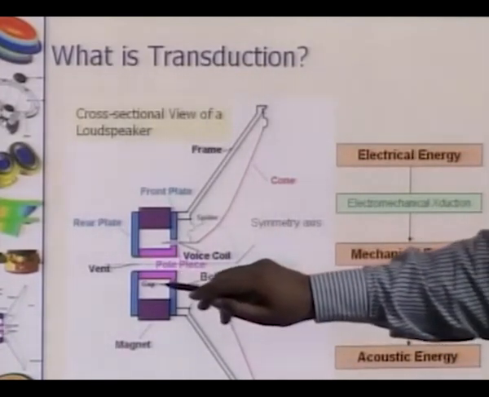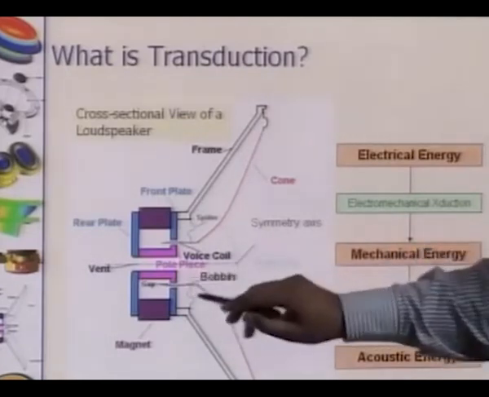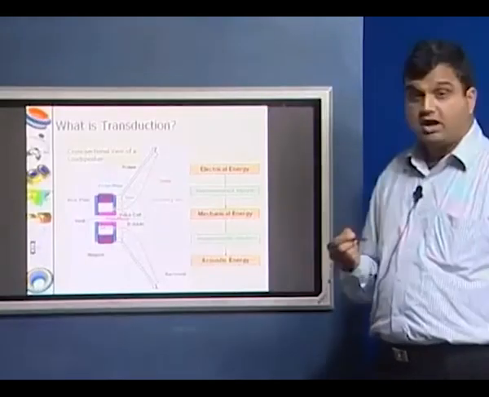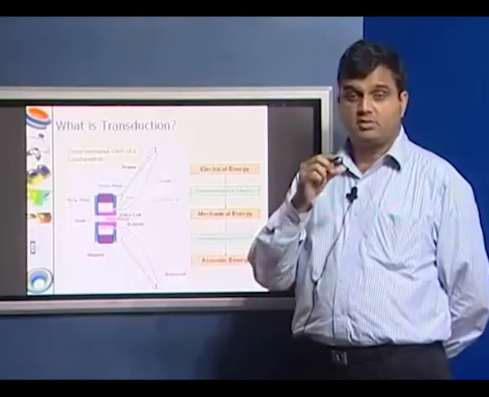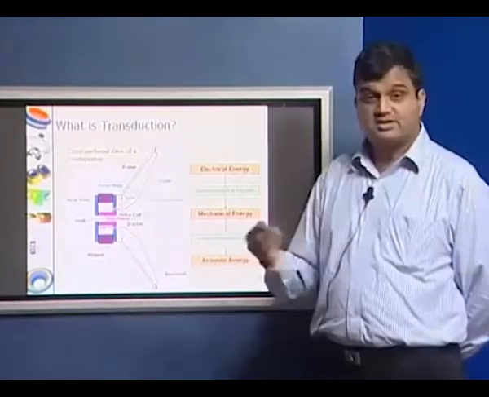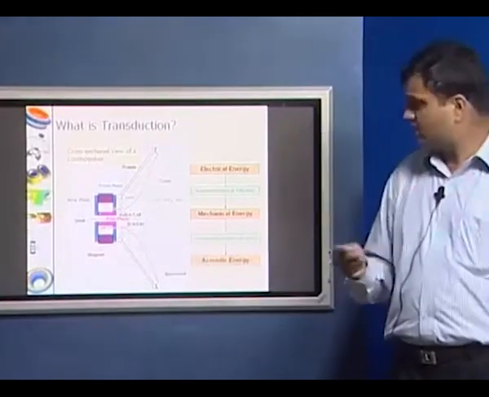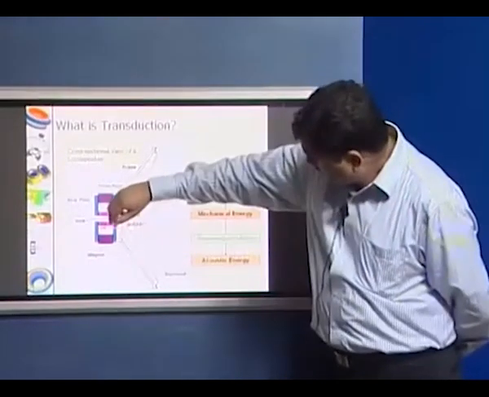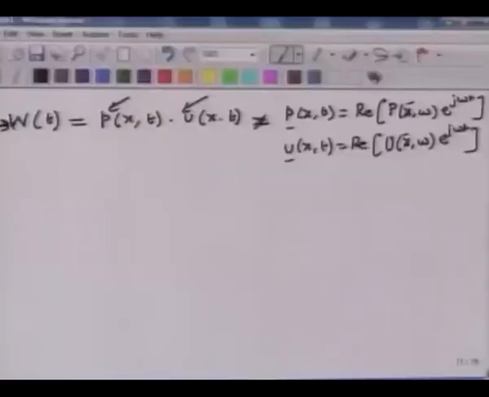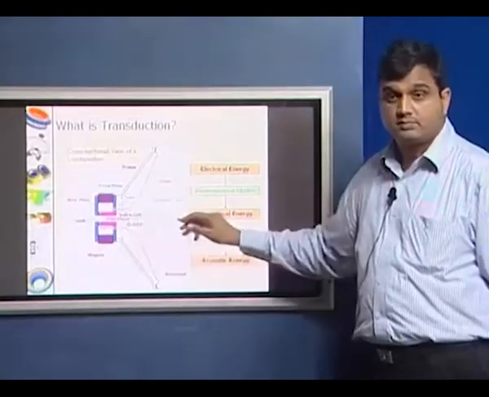thin film like thing, and it is called a bobbin, which we talked about in the last class, and on the bobbin is wound the voice coil. So as electricity comes into it, AC current comes into it, it goes through and spins around the bobbin and then gets out, and because of electromagnetic induction, the voice coil moves back and forth.